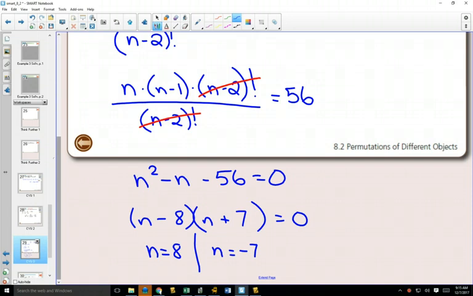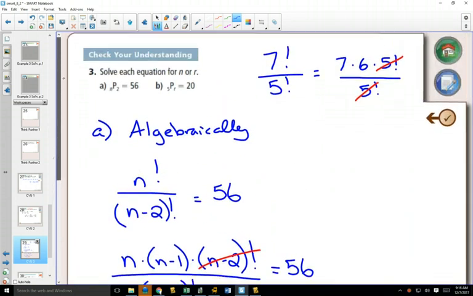Now, with factorials, factorials make sense for numbers bigger than 1, and we have a definition for 0, but you can't do a negative factorial. So this answer here is extraneous. So on these questions, they're going to add the word algebraically because they want to see that you know how to algebraically simplify factorials.